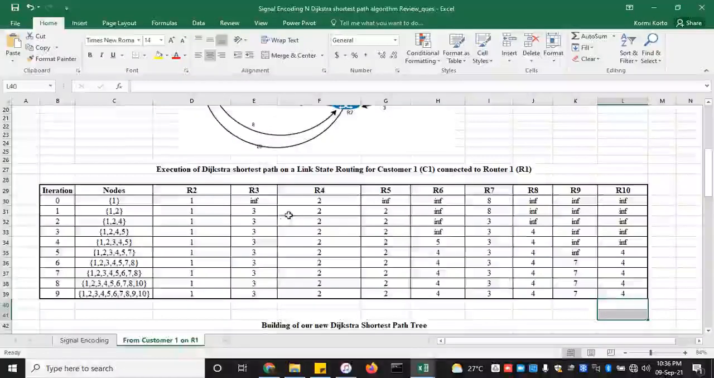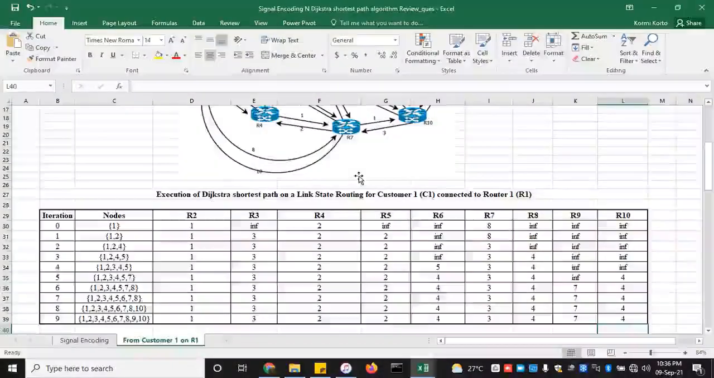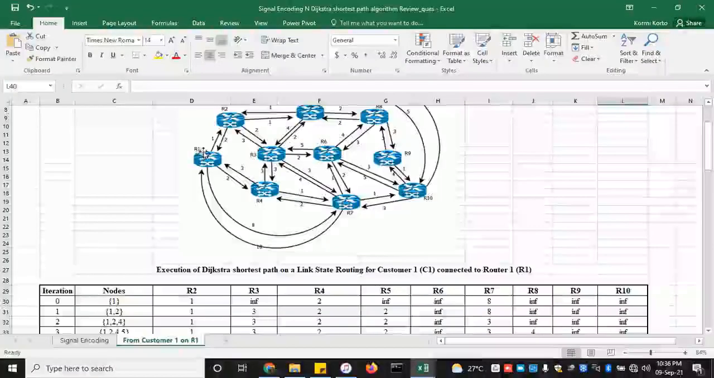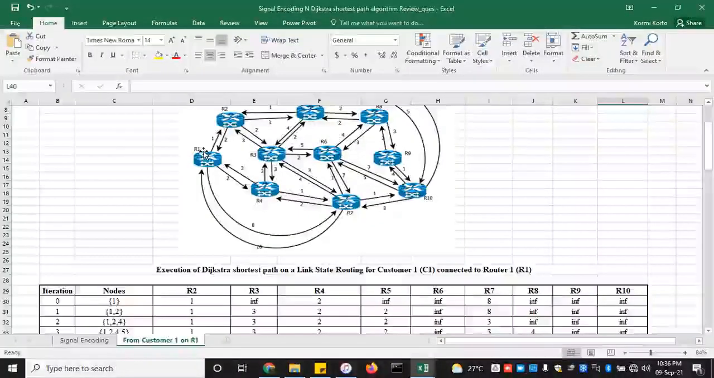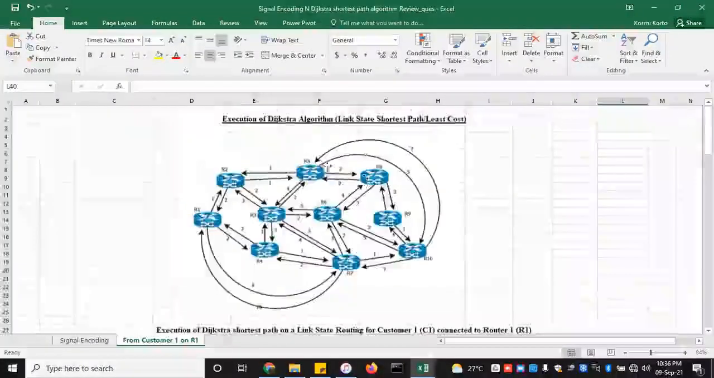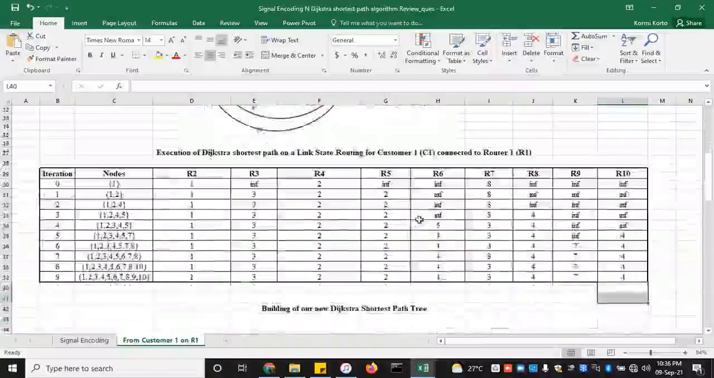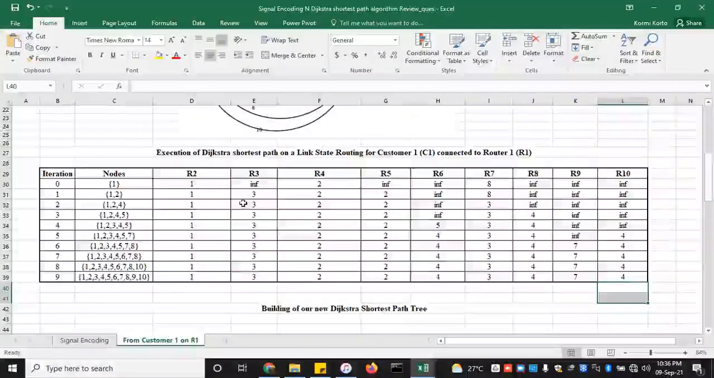So there you go. We have our executed shortest path for a link state routing based off customer 1 connected to router 1, with the assumption of it forwarding messages or packets from itself to every other node within this given network. Now we just have to highlight. Let's try to figure out which are the routes that give us the least cost.